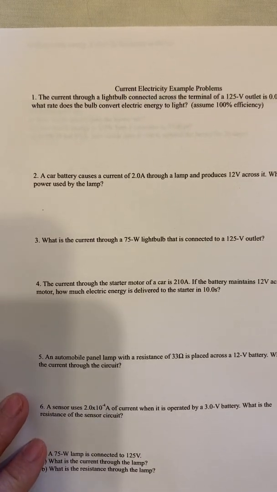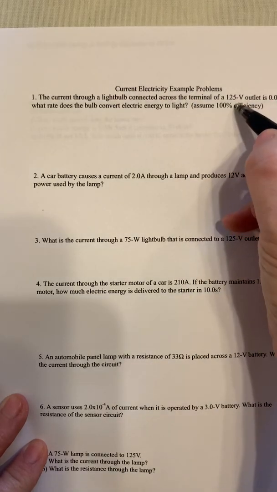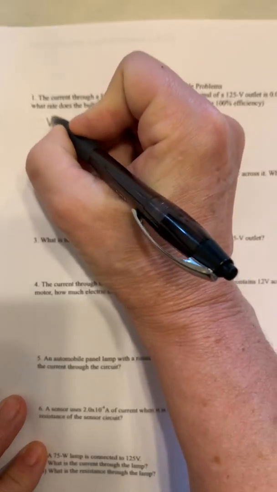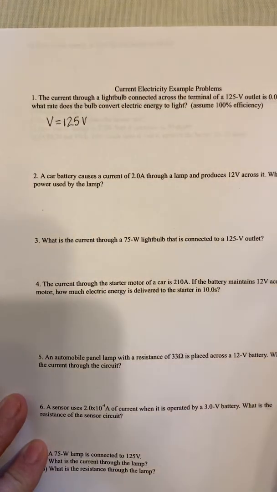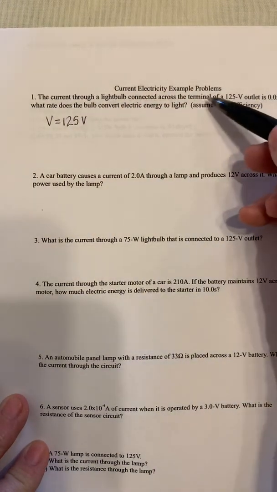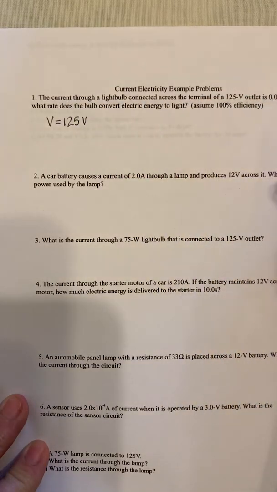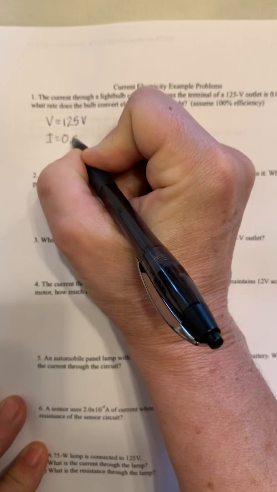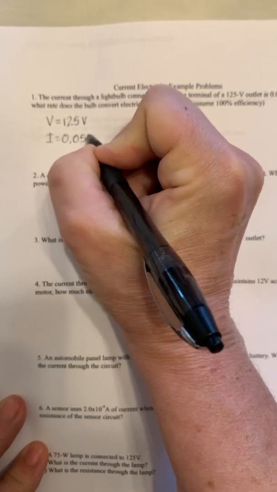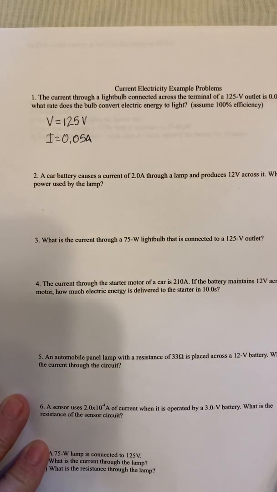The current through a light bulb connected across a terminal of 125 volts. Write that down right away. V is equal to 125. That should be a no-brainer because V is V. The current is 0.05 amperes.